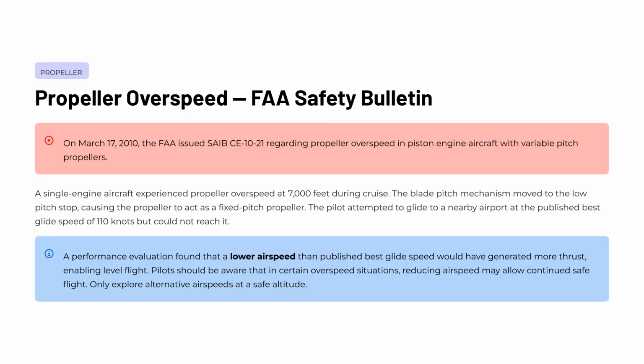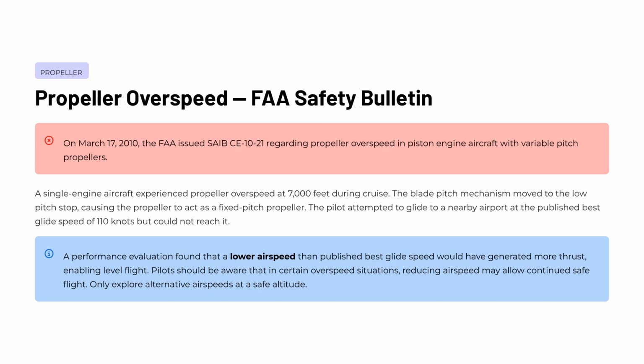In certain overspeed conditions, flying below the published best glide speed can actually generate more thrust from the windmilling propeller, potentially allowing the aircraft to maintain level flight rather than descend. This is counterintuitive to what most pilots have been taught.